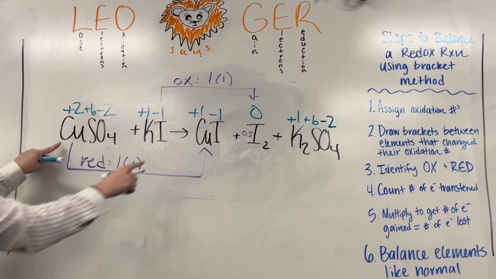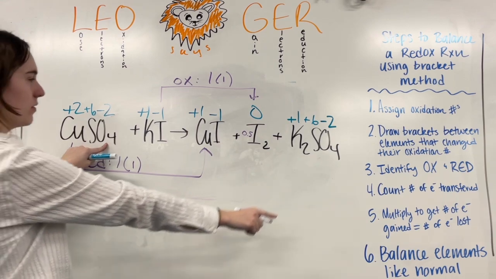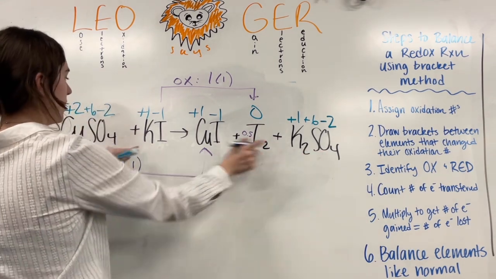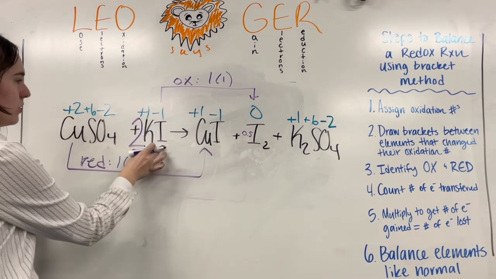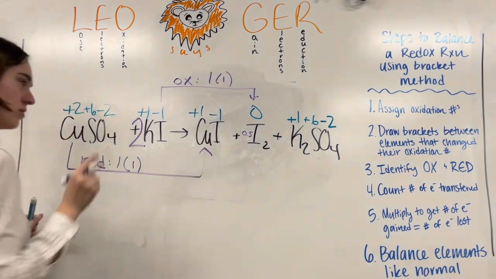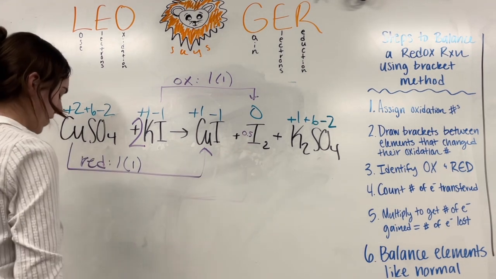So copper, we have 1, 1. Sulfur, 1, 1. Oxygens, I have 4, 4. Potassiums, I have 1 here, though, and 2 here, there. So I'm going to make that a 2 to balance it out. Now I have 2 iodines here, and I have 1 here. Remember, this is 1 total, so 2. Okay, so everything's balanced, but we don't like to have decimals in our final answer.